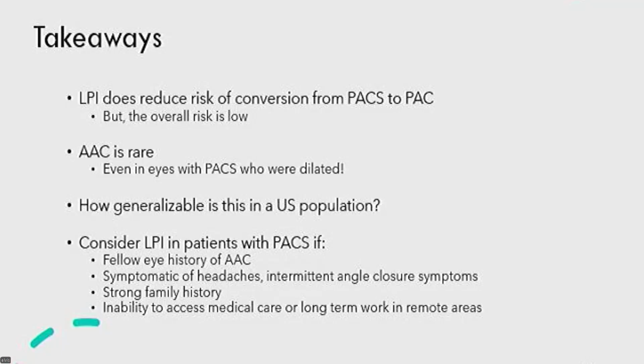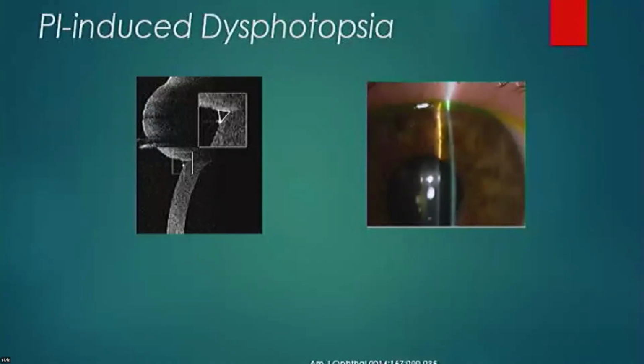And again, remember, there's a difference between treatment and prophylaxis. A suspect doesn't have a disease. They just might get a disease. So we have to think of these eyes differently. All right. And then we also have to recognize that PIs can cause problems, right?